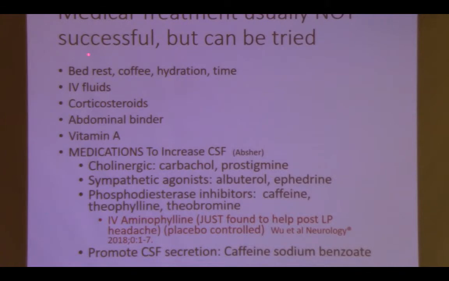Sometimes we can do medical therapy like bed rest. Caffeine is very helpful for low pressure headaches. IV fluids, steroids sometimes help. Abdominal binders, these are big corsets that go around the abdomen to increase the pressure in the head. Vitamin A has been tried.